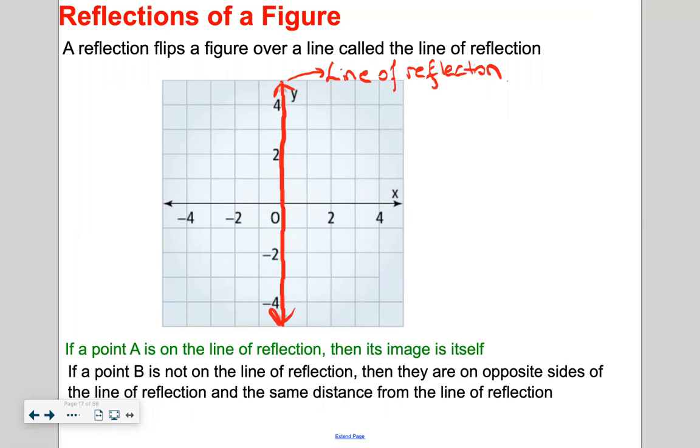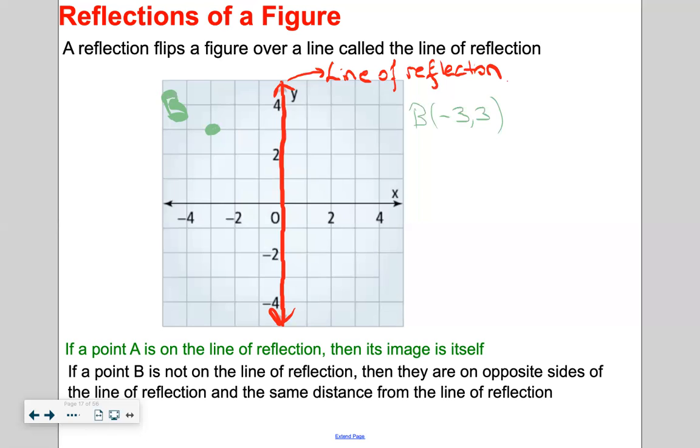If I have a point, let's say point B, what is the coordinate of point B? The coordinate of point B is -3, 3. If I reflect this across the line of reflection, then I need to get the image of point B. How?